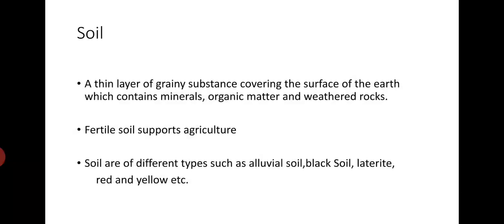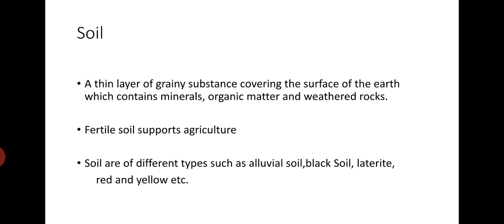such as alluvial soil, which is good for the growth of paddy, wheat and some other cereals and pulses also, and these are found in river valley areas, river basins. Black soil is good for cotton production, and this soil is found in the Deccan Trap area.